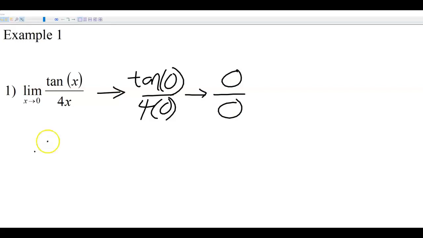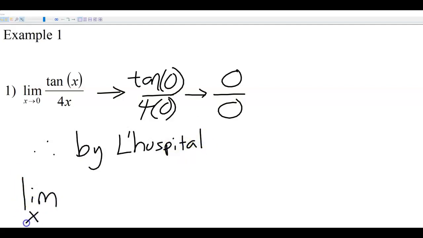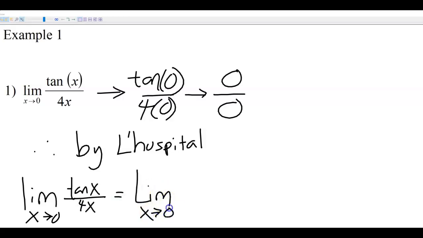So therefore, by L'Hopital, we can say that the limit as x approaches 0 of tangent x over 4x is equal to the limit as x approaches 0 of the derivative of each of those things. The derivative of 4x on the bottom there is pretty straightforward. That's just going to be 4. The derivative of tangent is secant squared x.